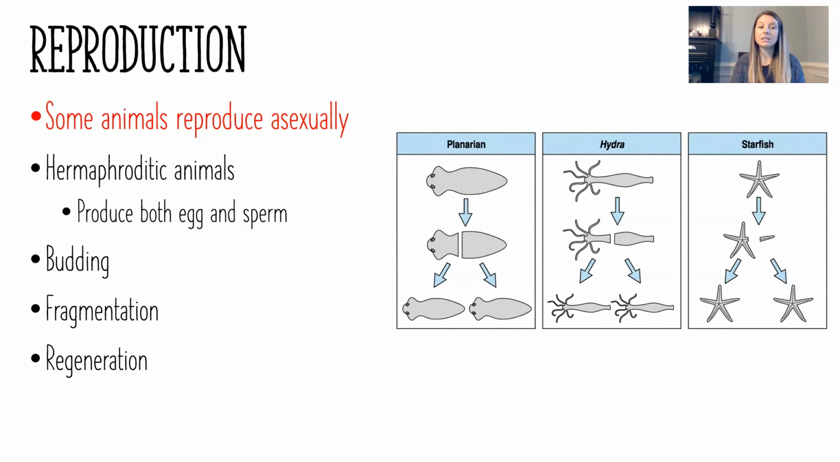And then for the animals that reproduce asexually, some animals are what we call hermaphrodites, meaning they're capable of producing both egg and sperm. An earthworm would be an example of that. Other forms of asexual reproduction in animals include budding, like in a sponge or coral, and fragmentation, like a starfish breaking off and then regenerating. That's asexual reproduction as well, an animal that is capable of producing a new animal from one single parent.